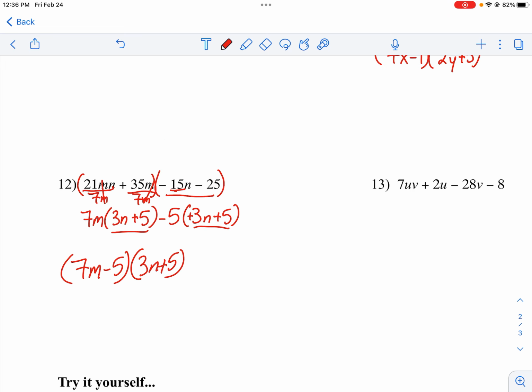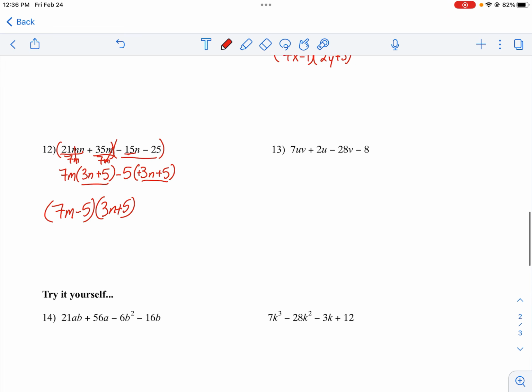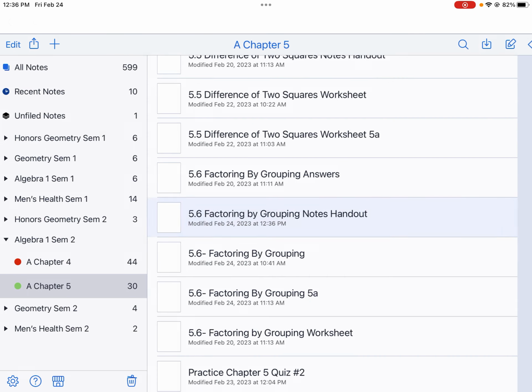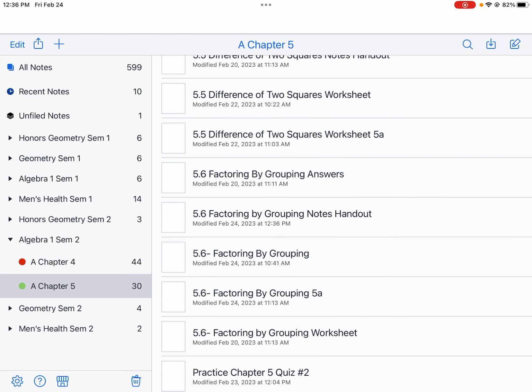And those are some more examples for you to practice and be ready for a quiz or a test, and especially be ready for Monday when we're going to be solving quadratics that do not have a being 1.